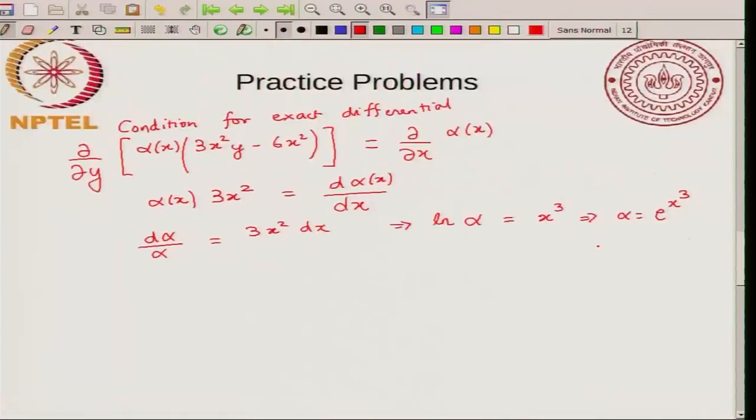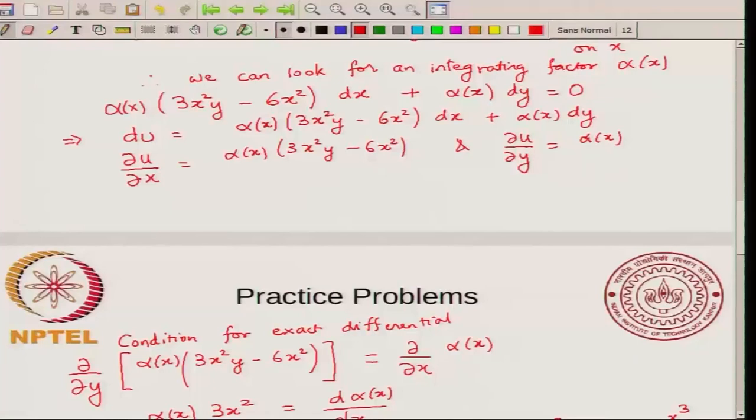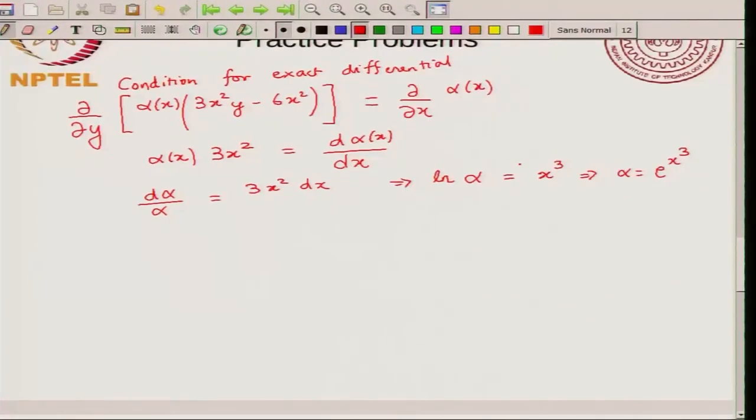Next, you go back to these equations. We know that dou u by dou y is alpha x, so dou u by dou y is equal to e raised to x cube. Now if I integrate both sides with respect to y, u is a function of x and y, so e raised to x cube is like a constant. You will just have e raised to x cube multiplied by y, plus a constant of integration, but since you are integrating with respect to y, that constant can be any function of x.